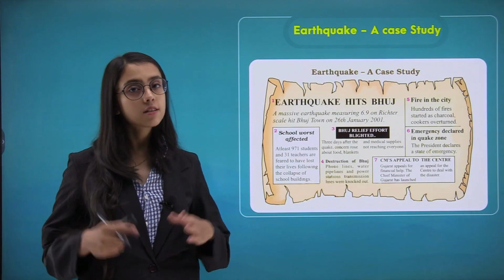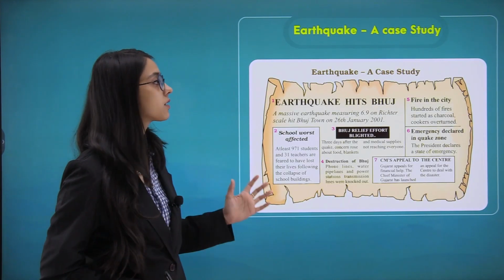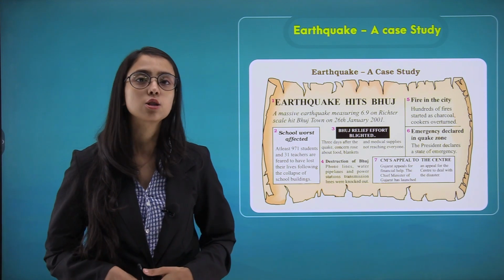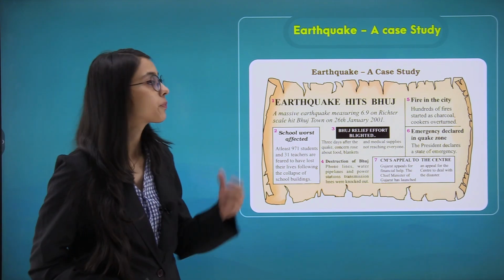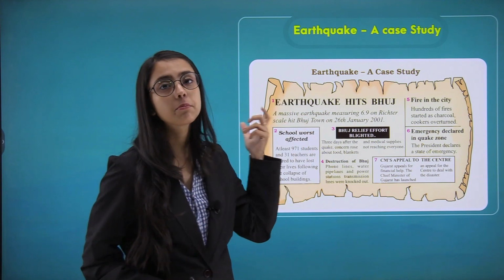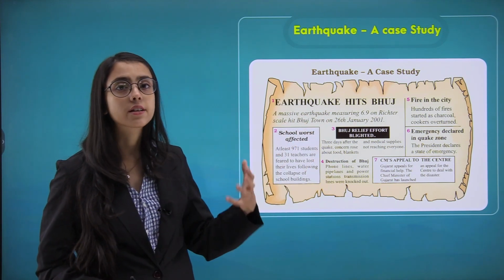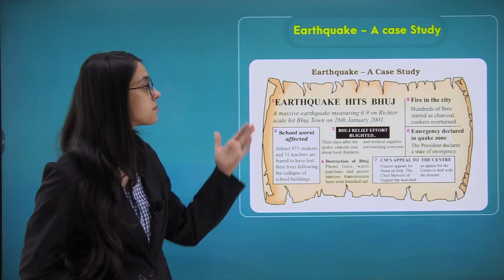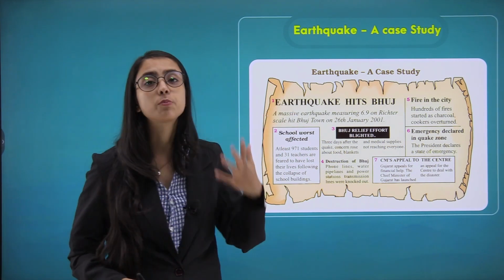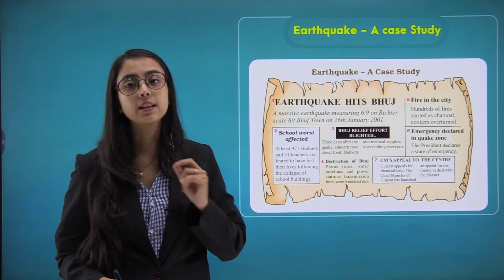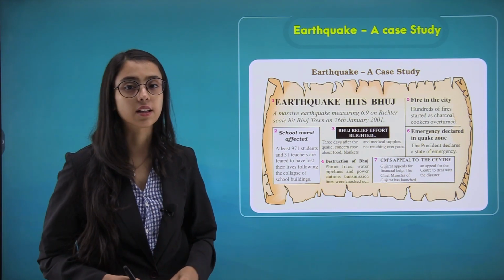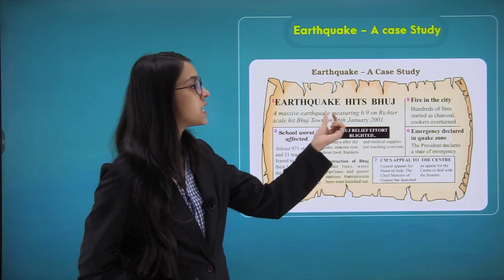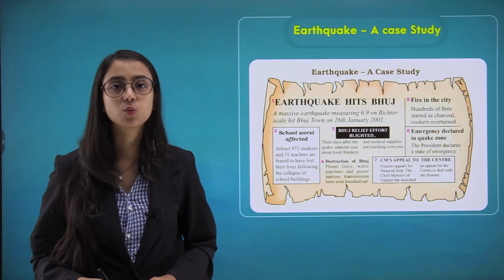So, now here is a case study of an earthquake that took place in India in the year 2001. A very major earthquake hit Bhuj. Bhuj is located in Gujarat. There was a massive earthquake which measured 6.9 on the Richter scale. It hit the town of Bhuj on 26th of January 2001.